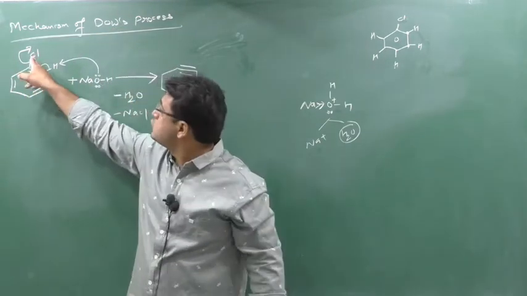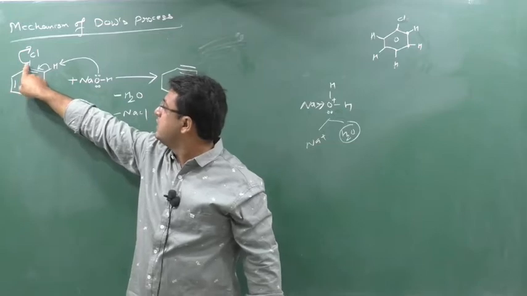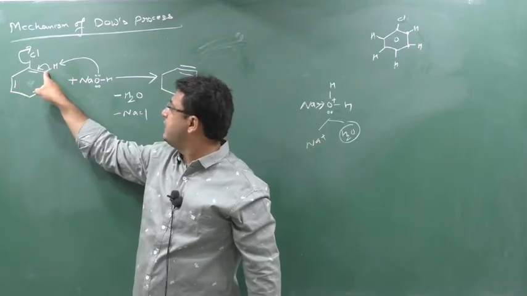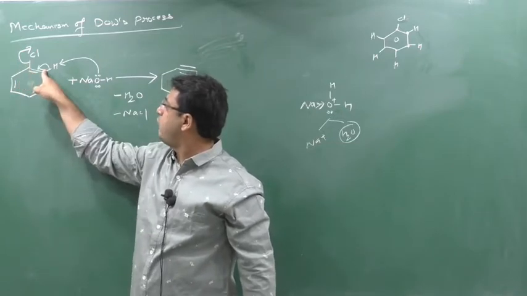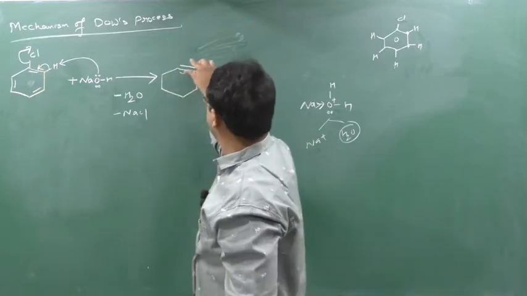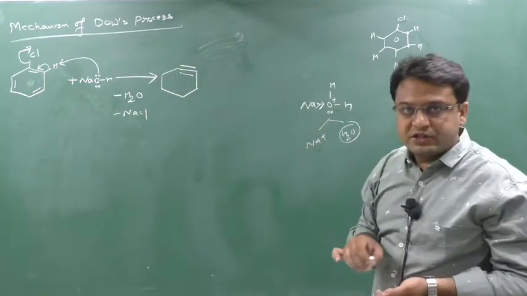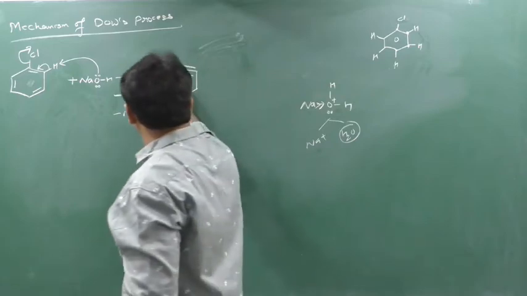Understand? Cl is going from here, so there will be one electron here, and H is also going from here, so there will be one electron here. So this electron and this electron will make one more bond. So here a triple bond will be generated. See, check it out. So this will be generated.